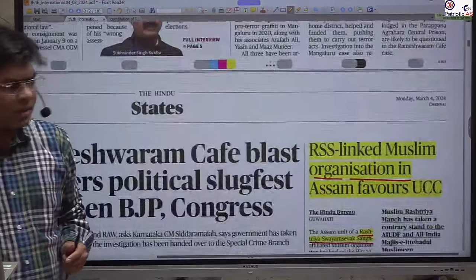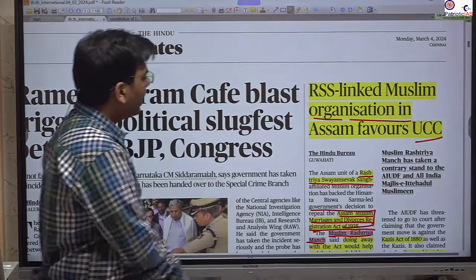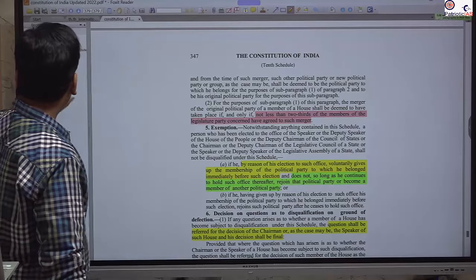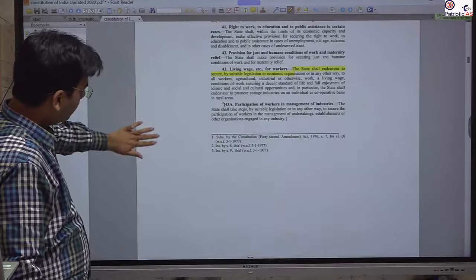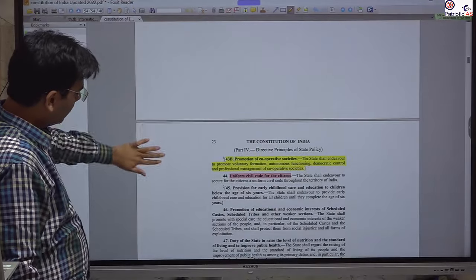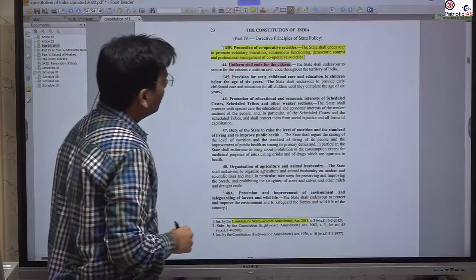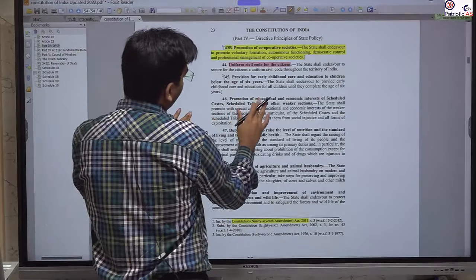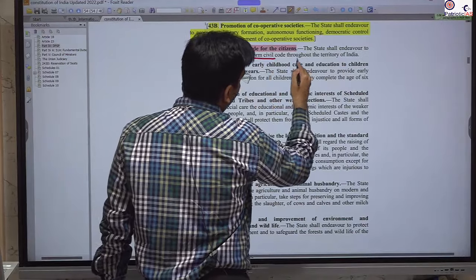Besides that, you should remember that the UCC, Uniform Civil Code, comes under Article 44 of the Indian Constitution. So please remember this as well. Just let me show you Article 44. This talks about the Uniform Civil Code for citizens: the state shall endeavor to secure for the citizens a uniform civil code throughout the territory.